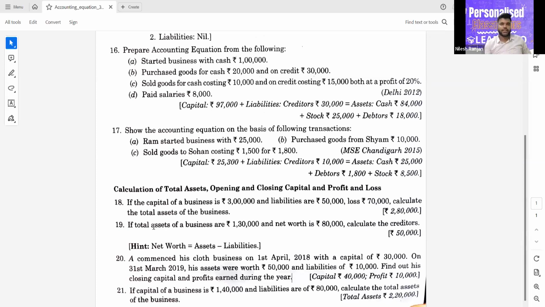Yes. What will be the impact? Cash account and creditor account. No, debtor, not creditor account. Yes, because we have sold goods on credit, so it is the debtors account. Yes, sir. At a profit of 20%, sir. Both. So tell me the amount of increase or decrease in each item.